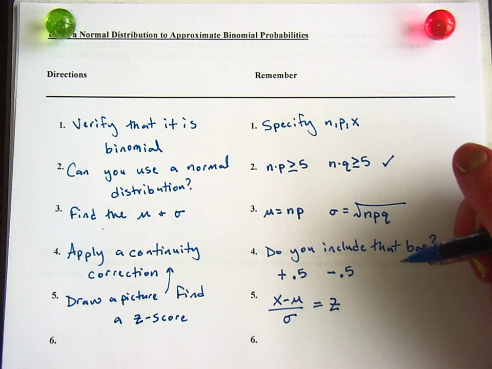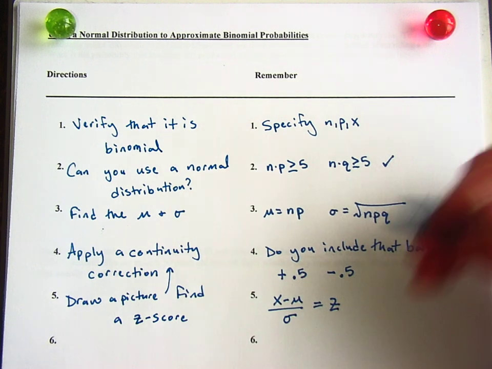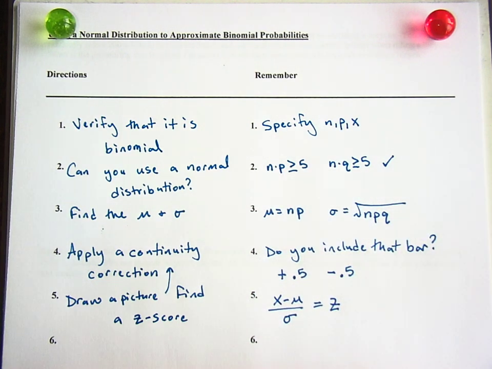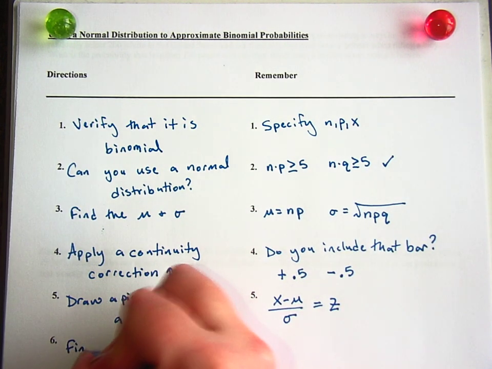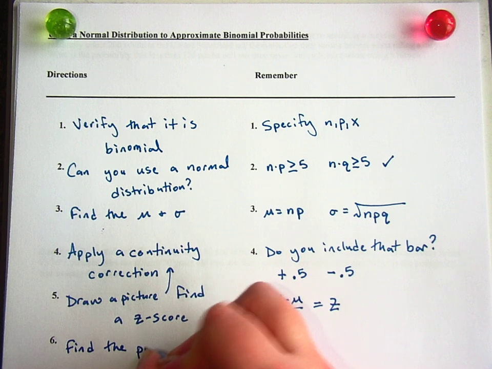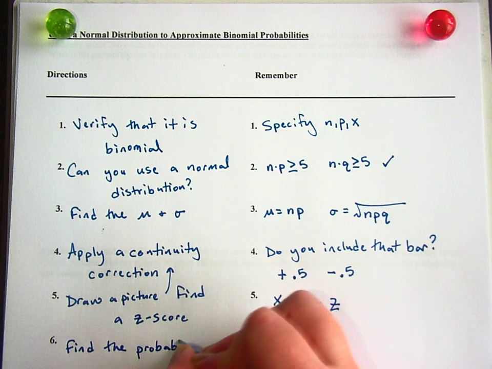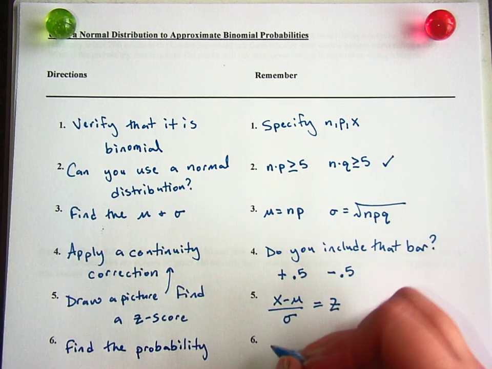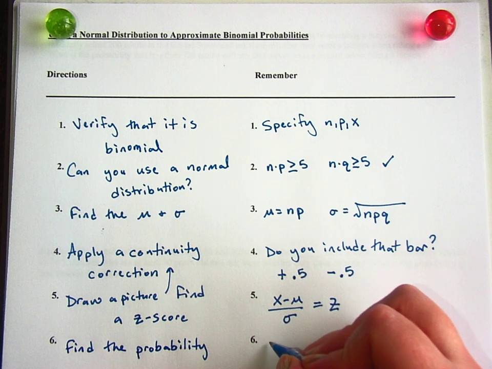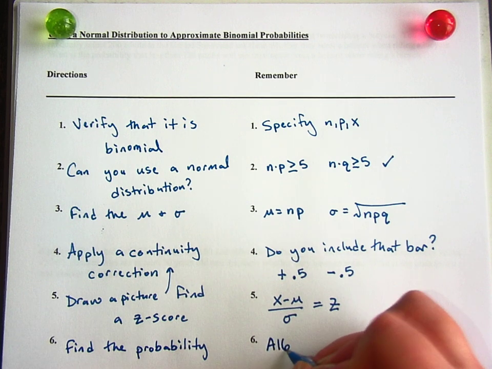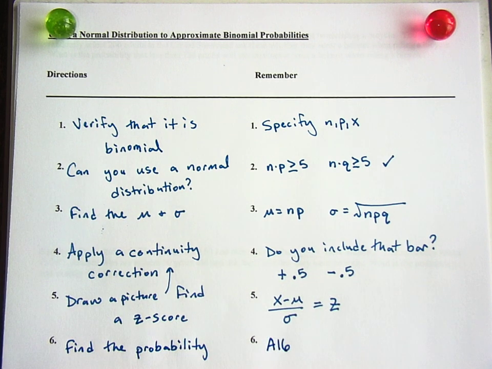And if you're confused right now, don't worry, we're about to do a whole bunch of examples, so you'll figure it out. And then finally, find the probability that is associated with that z-score. And that is the table that I gave you, A16, which is the page number, I guess, at the bottom of the table.